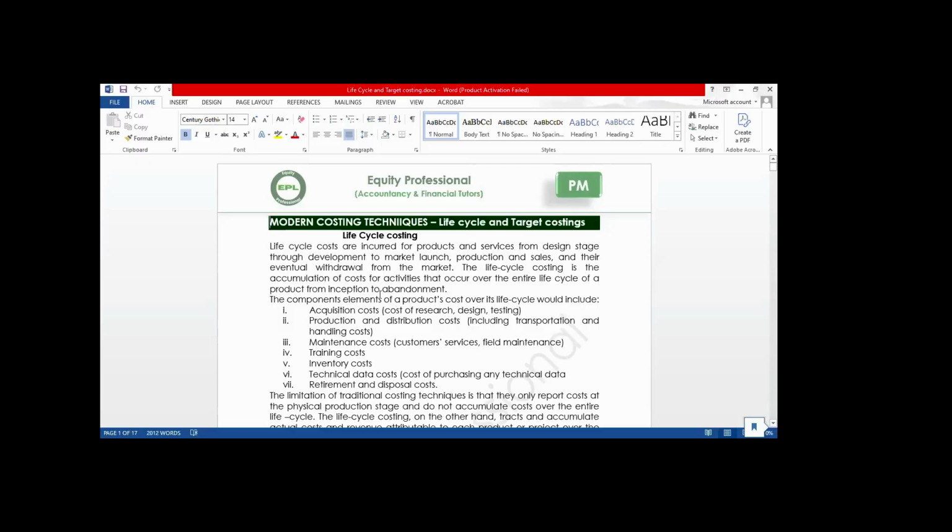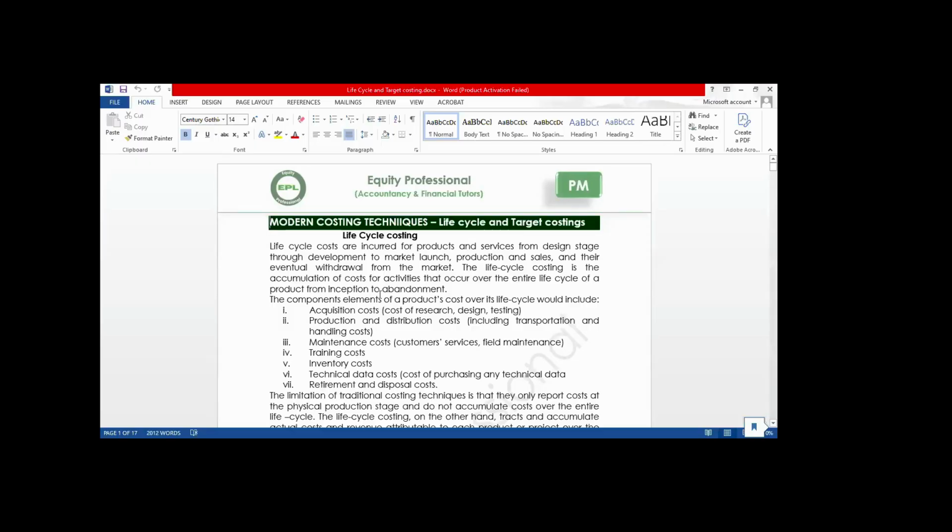Number 5, we have just-in-time costing system. Number 6, we have environmental costing. And we have what we call cost of quality. Tonight, we are going to start with the first one, life cycle costing.